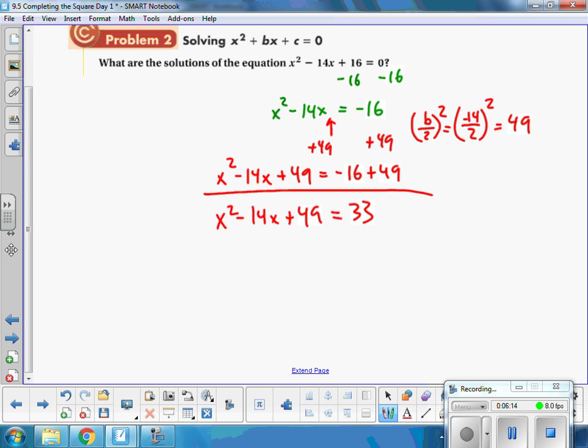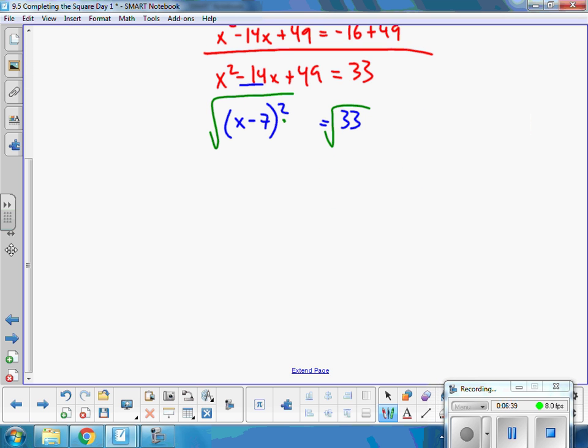Now, remember, my left side is a perfect square, so I can see that it is (x minus 7) squared, and that equals 33. Now remember, I want to get a solution to this. So I am going to square root both sides to undo the square here. And I end up with x minus 7 equals plus or minus the square root of 33. That's plus or minus because, remember, a negative times a negative is going to get me to a positive. So I'm going to include both answers on this one.